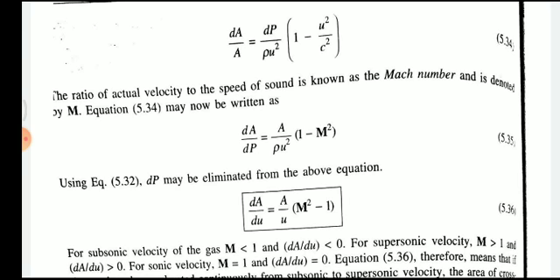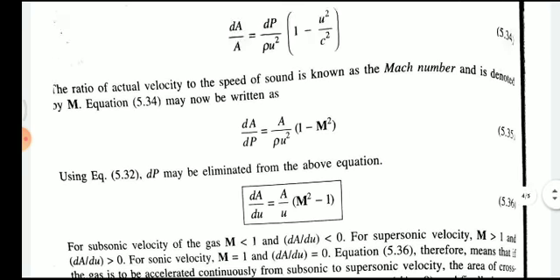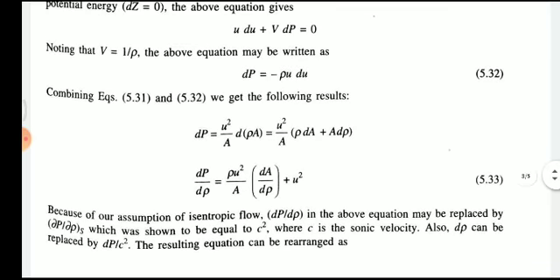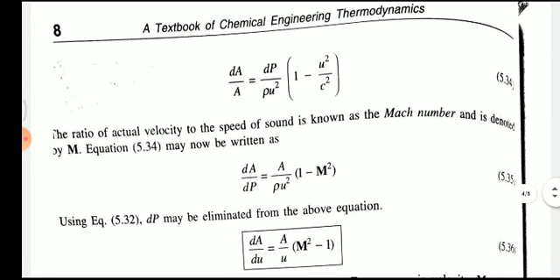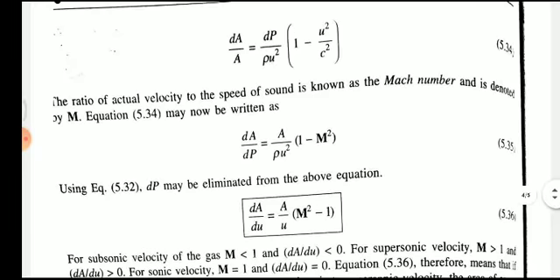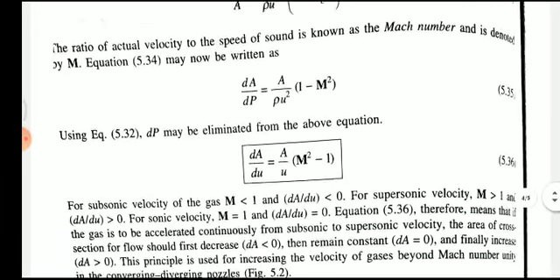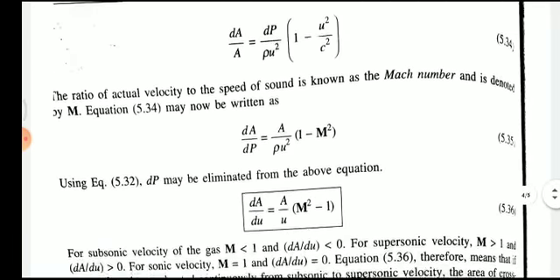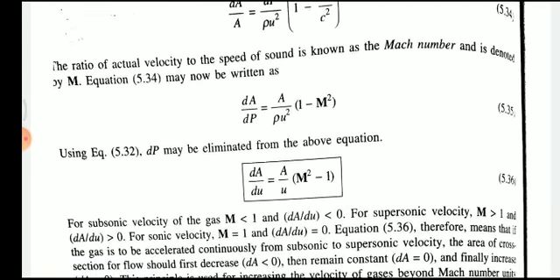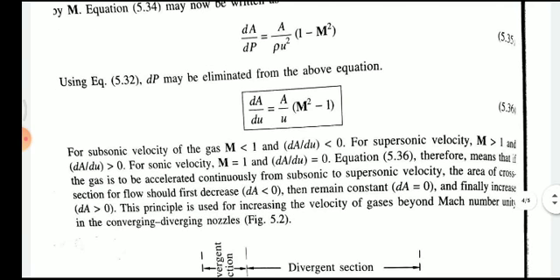Now using equation number 5.32, dp is eliminated from the above equation. In place of dp, what do we write? Minus rho u du. So with minus rho u du, rho u will be cancelled, and du will be cancelled. So the remaining is dA by du equal to A upon rho u into M square minus 1. The minus term, when we remove it, what will happen?